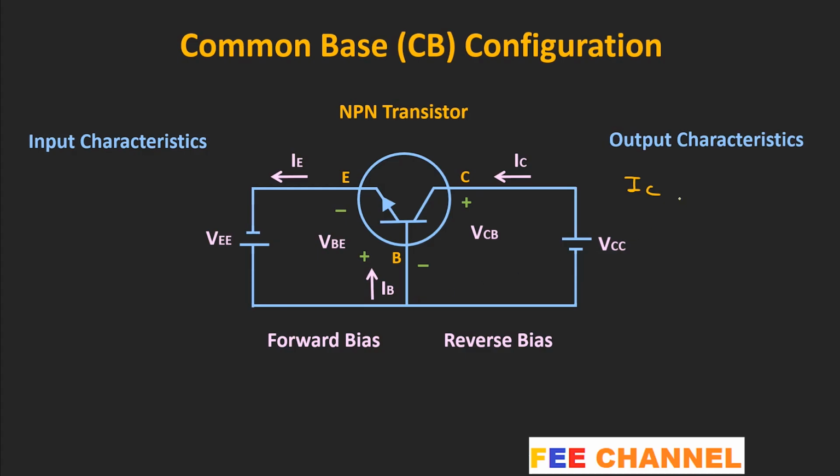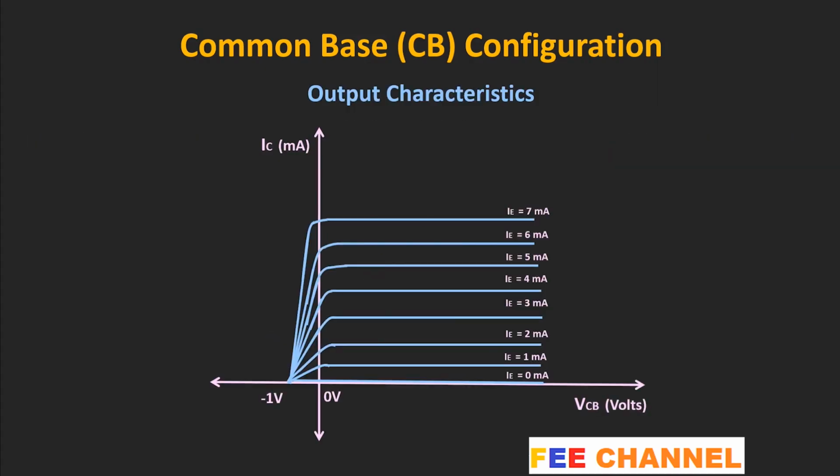So similarly, let's talk about the output characteristics. So here this collector current is the output current. And the voltage between the collector and the base terminal is the output voltage. So this output characteristic defines the relationship between this collector current and collector to base voltage when the input parameters are kept constant. That means the output characteristics show, for a fixed value of the emitter current, if we change the collector to base voltage, then how the collector current will change.